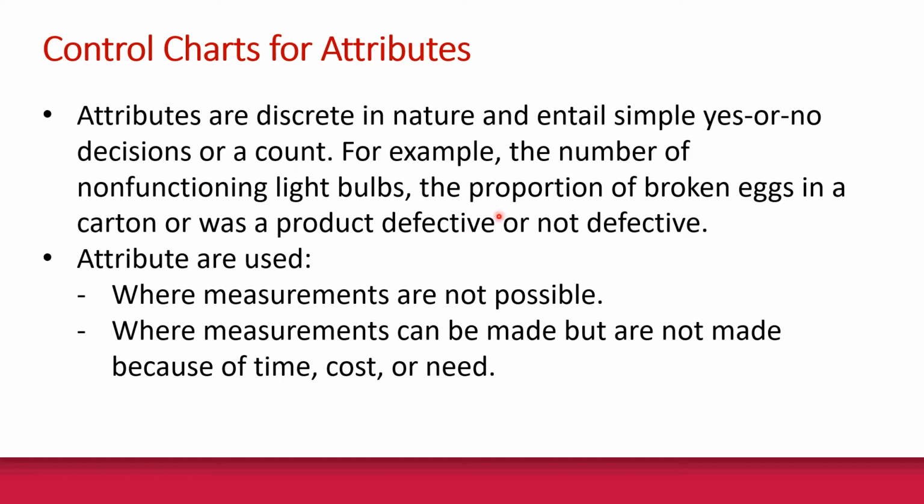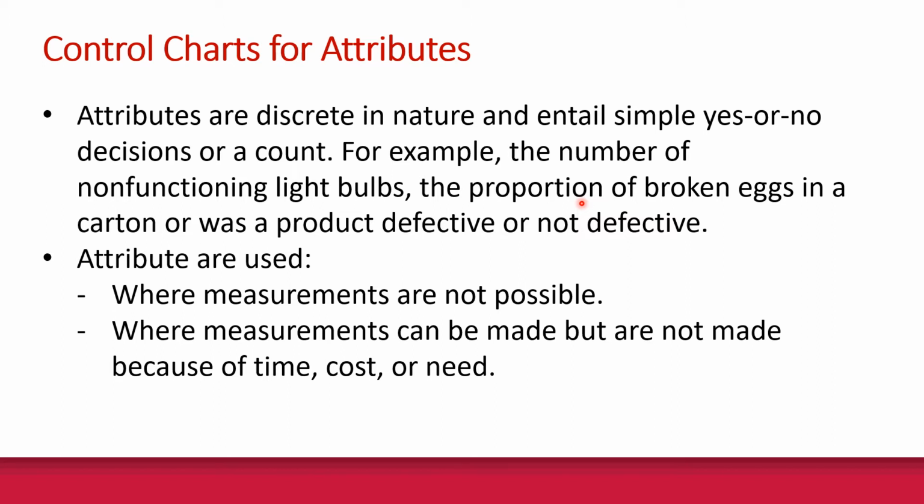Or you can have something like the proportion of broken eggs in a carton. So for example, again, if you have an egg assembly line, you're producing cartons of eggs. You go out and you pull a certain number off the assembly line. But in this case, instead of just counting how many eggs are broken, you maybe could do a fraction. You could say, okay, 2 eggs out of 12, and so that'd be 2/12. 1/6 of that carton is broken.